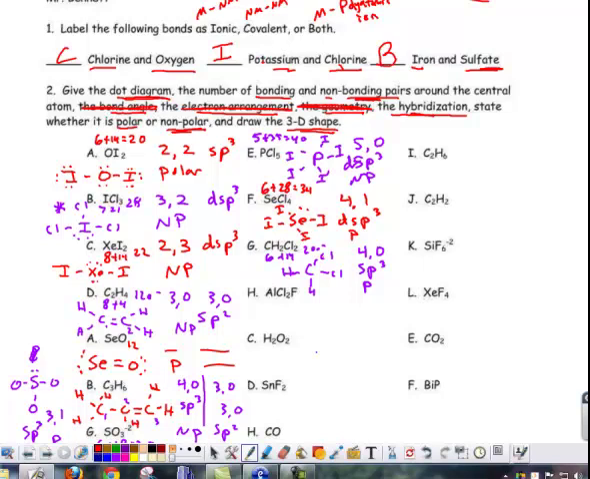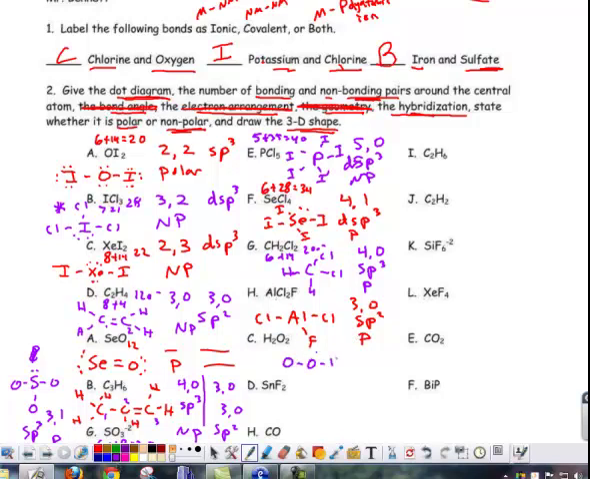Anytime you don't have the same thing bonded on all 4 sides, or as in the next one, all 3 sides. So Al bonded to 2 Cl's and an F. Notice Al lacks an octet, but it's supposed to lack an octet because it's in group 13. And so we get 3 and 0, which is an sp2 hybridization, but polar because it's not bonded to the same one. I had that one on the quiz, if you remember.